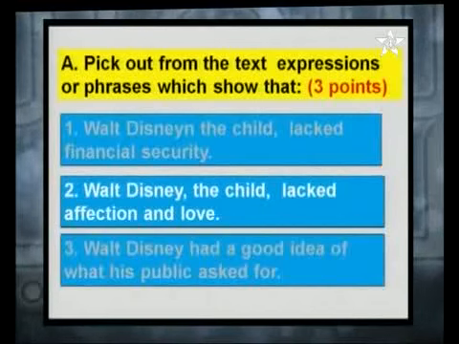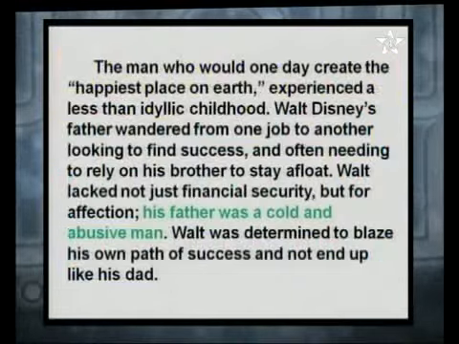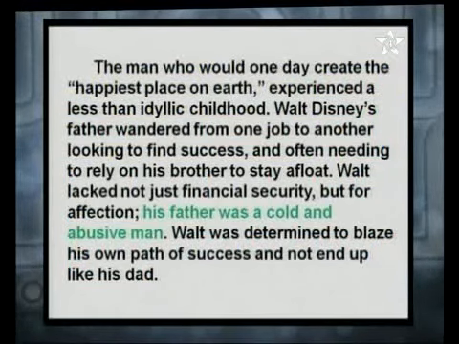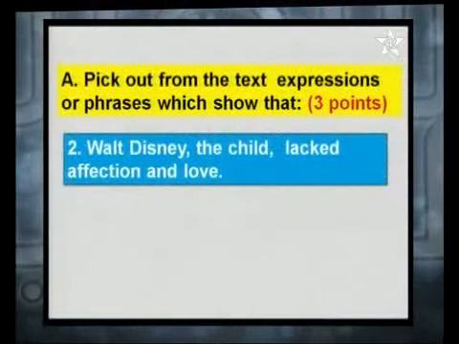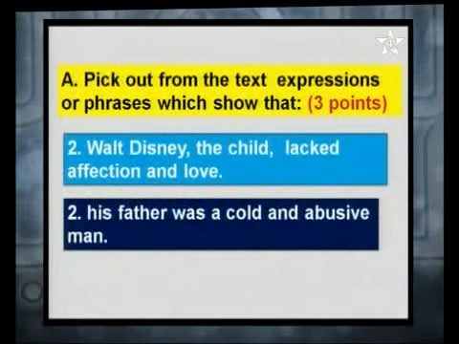So, next item. Walt Disney, the child, lacked affection and love. Now, let's go and pick up from the text a sentence or a phrase which shows this. Now, we don't need to do the whole reading, as I tell you. Just the part of the text which gives us the answer. Please look at this part of the text in green. It says his father was a cold and abusive man. That's enough. So, Walt Disney the child lacked affection and love. Now the expression which shows that is this: his father was a cold and abusive man. His father was cruel, violent with him, and he doesn't love him.